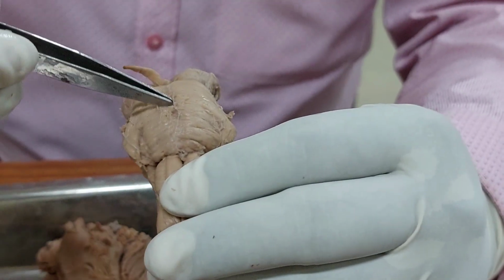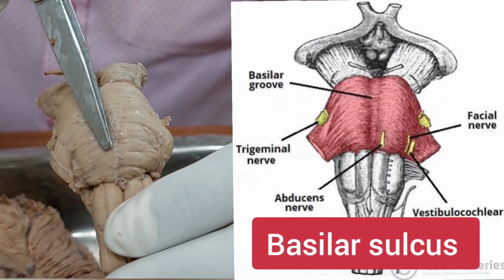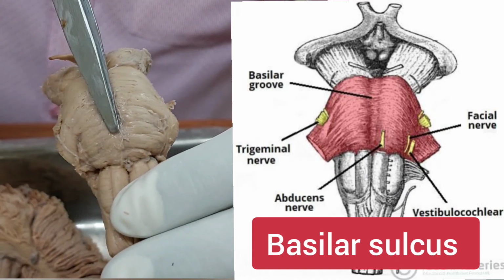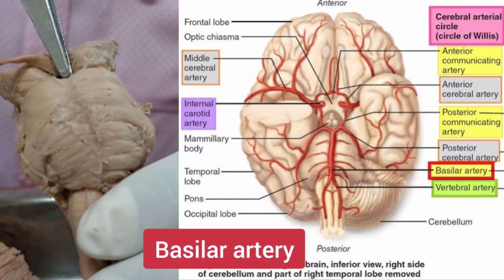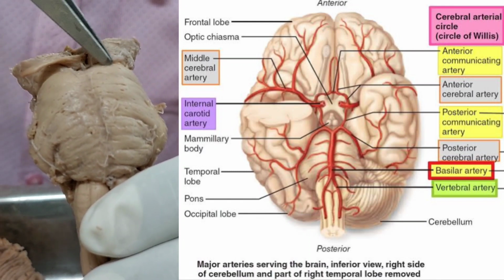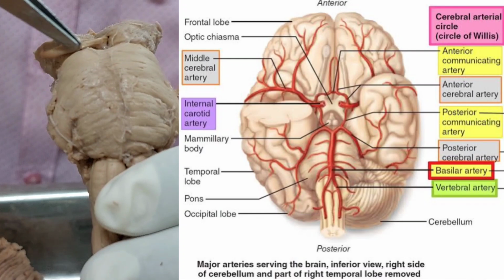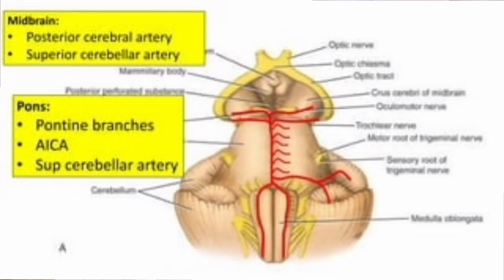In the midline, there is a sulcus which lodges one important artery called the basilar artery, which at the upper end of the pons divides into the posterior cerebral artery on both sides. This is one side, this is another side. So the terminal branches of the basilar artery are the posterior cerebral arteries.